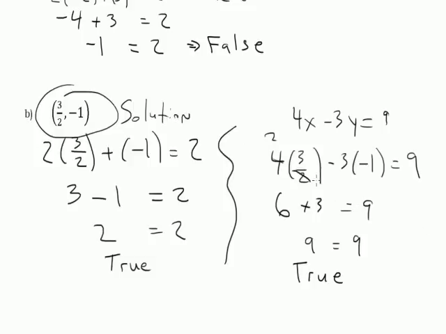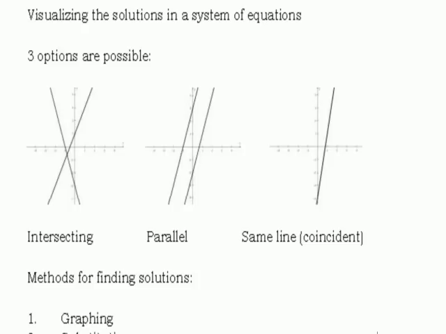And that's what we mean by a solution of the system. Next, we want to talk about visualizing what the solutions of a system of linear equations look like. With two equations and two variables, 3 options are possible. And most of the time, it's going to look like this first one.